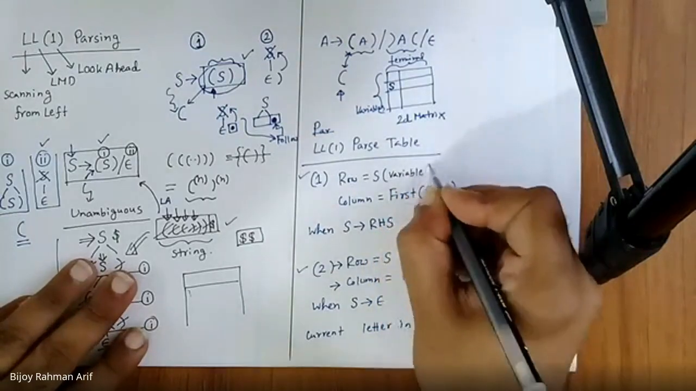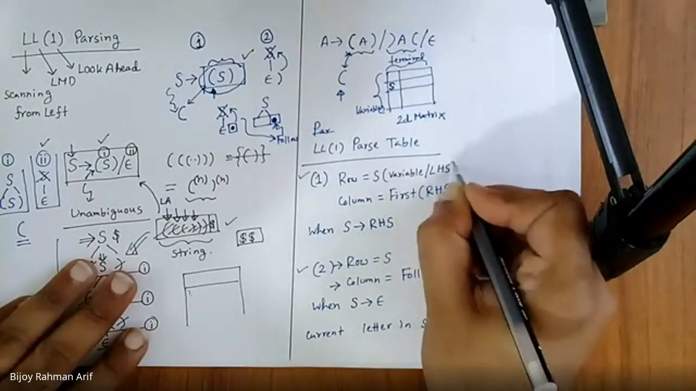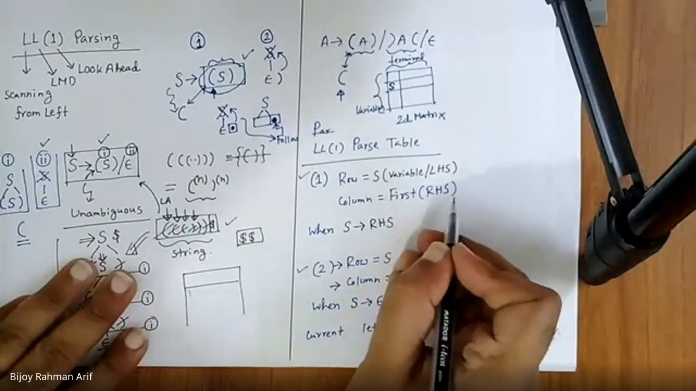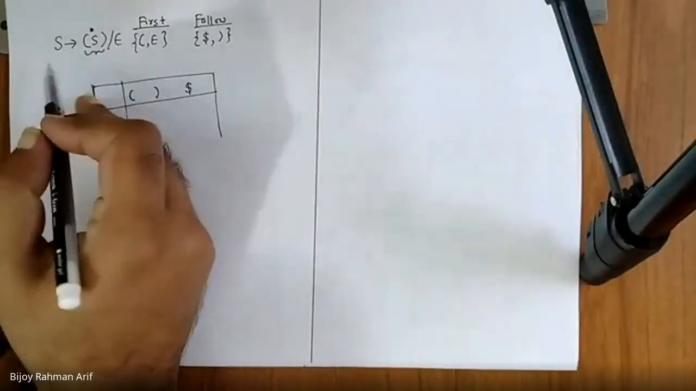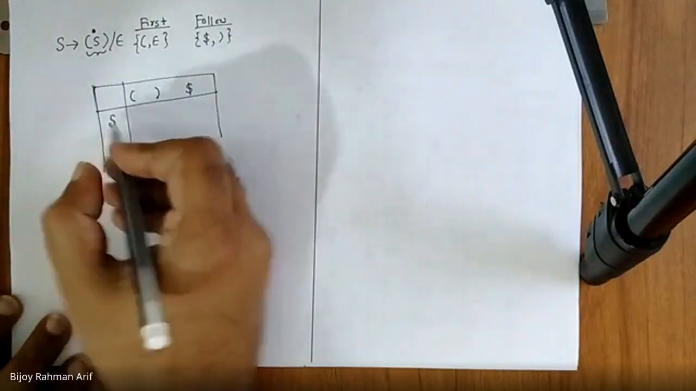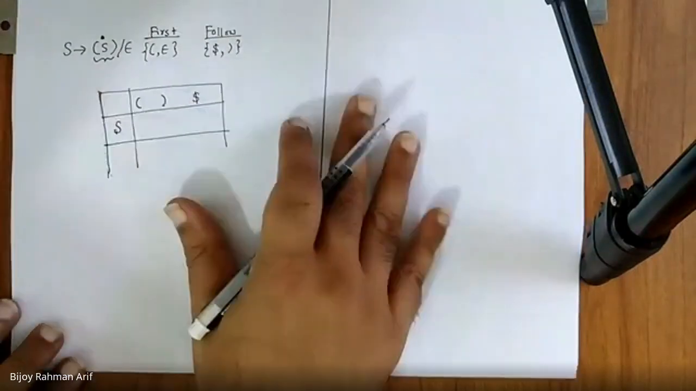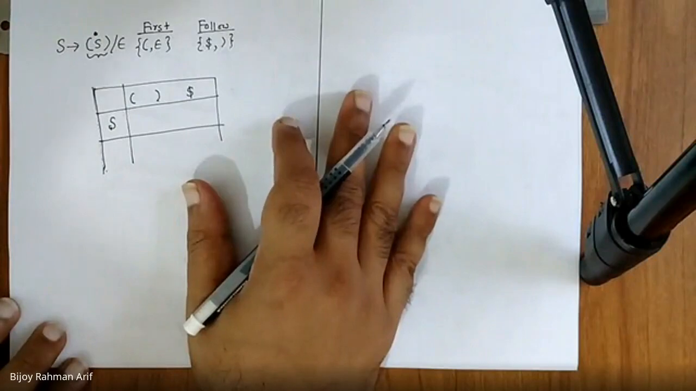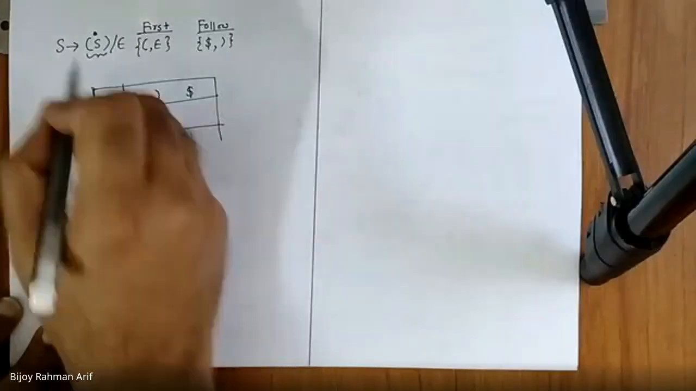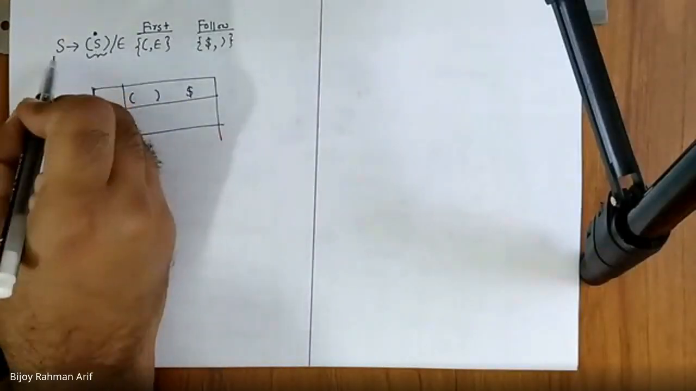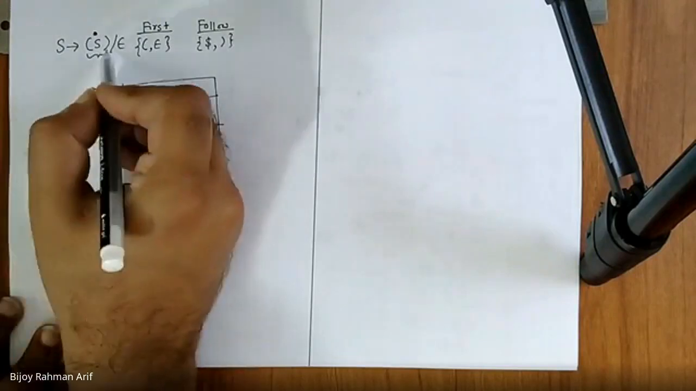Or left hand side, whatever it is. And my column would be first of RHS. So what would be my row? Left hand side, S. Okay. And what would be my column? First of RHS. So what is first of RHS? Open parenthesis. Only first of RHS, not first of S. Don't get confused. First of RHS.